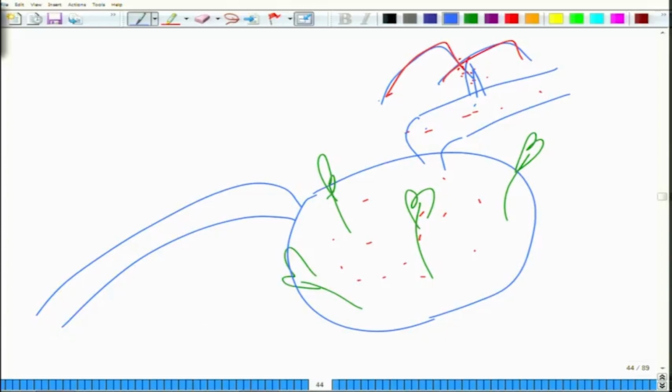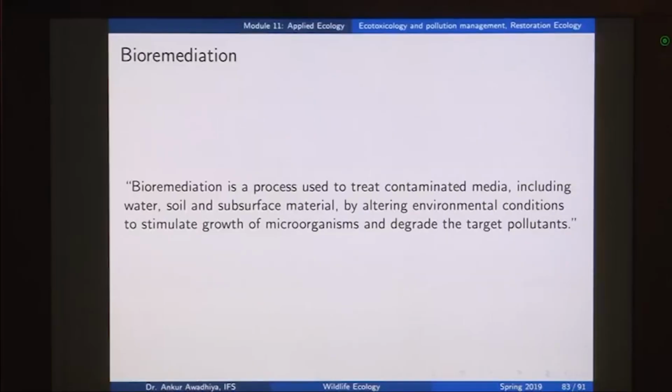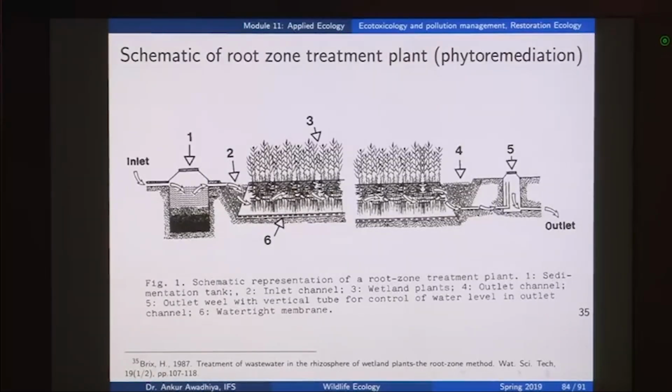So, if you go for these biological measures, this is known as bioremediation, and in this case you can make use of a number of microorganisms that are degrading your pollutants, or you can make use of certain plants that are absorbing these pollutants. And one good example of such plants is the plant known as Phragmites. Now, Phragmites is a wetland plant, and in the case of your sewage disposal, it is extensively made use of in the case of root zone treatment method.